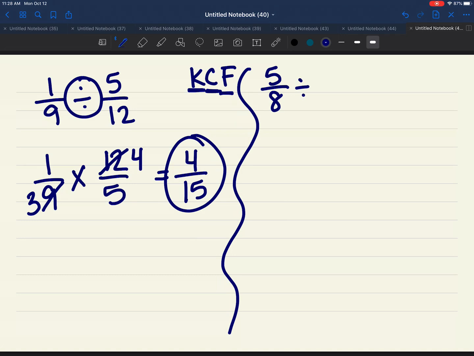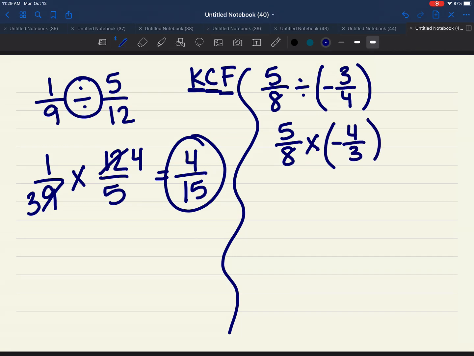Okay, Hunter. What about 5/8 divided by -3/4? You would keep it, so then change the division. Keep what? 5/8. Okay, change the division to times, good. And then parentheses, -4/3. So flip that last fraction, okay? Keep the first, change to multiplication, flip our second, all right?